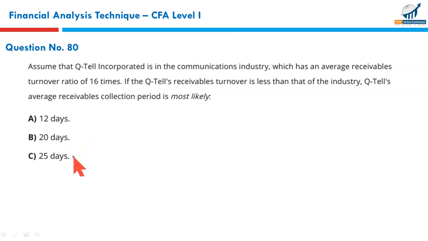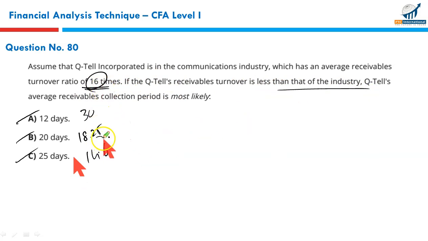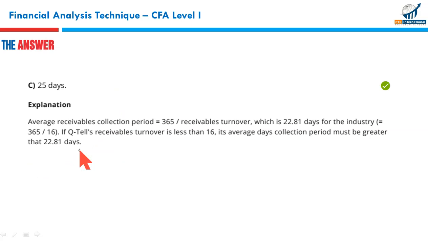The quick way to do it, rather than converting them into days, is you can simply convert these into turnovers. How do we do it? 365 by 12, that is 30. Turnover is 30. 365 by 20, turnover is 18.25. And 365 by 25, the turnover is 14.6. So this is the industry average. If your turnover is less than the industry, it is less than 14.6. So that again makes C the correct option. C it is.